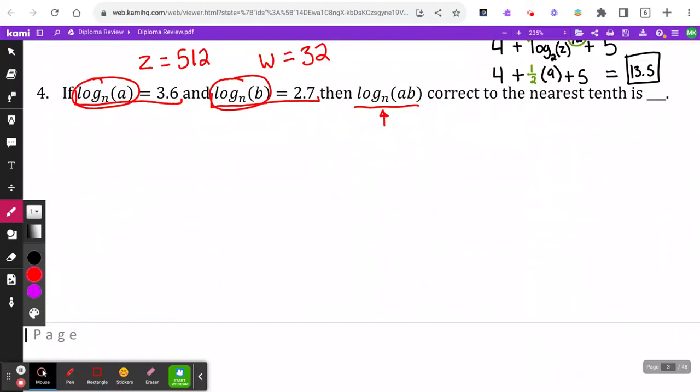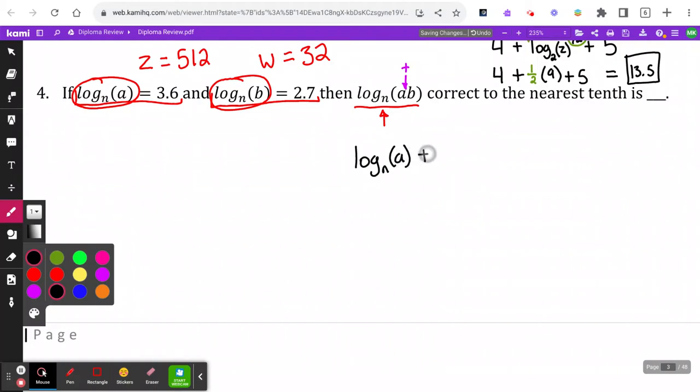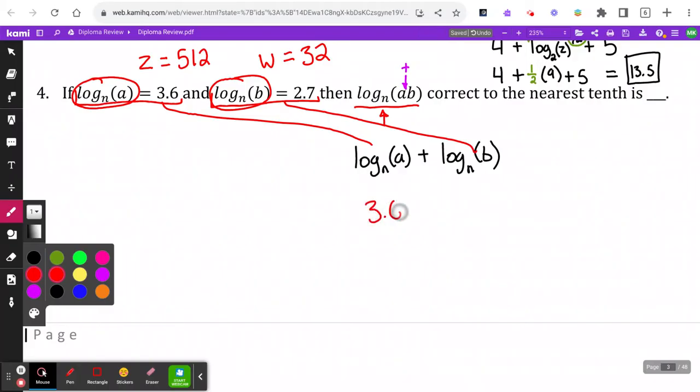This is log laws, but in reverse. If I have a times b, I can break that up into adding. So it is now log n of a plus log n of b. Then I can plug these values in. This is 3.6 plus 2.7. That is way too easy. So how would they make that different? That's 6.3, right?